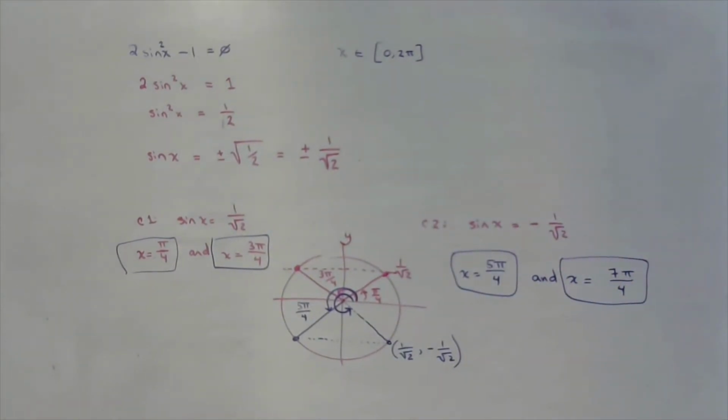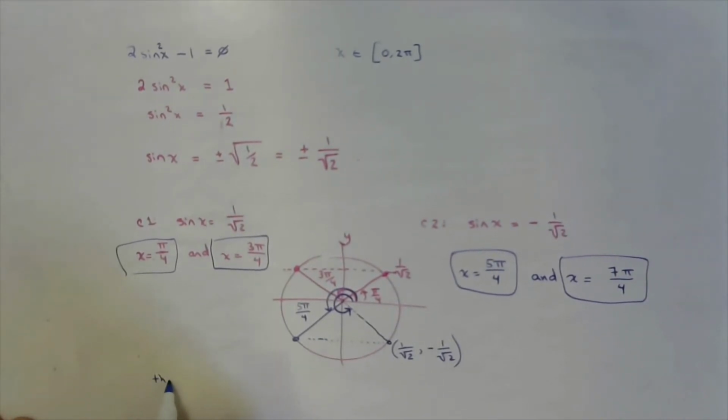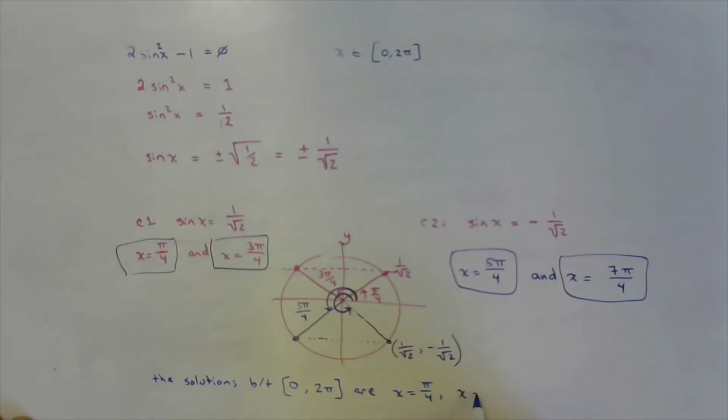We should write a final statement. The solutions between 0 and 2 pi are x equals pi over 4, x equals 3 pi over 4, x equals 5 pi over 4, and x equals 7 pi over 4.